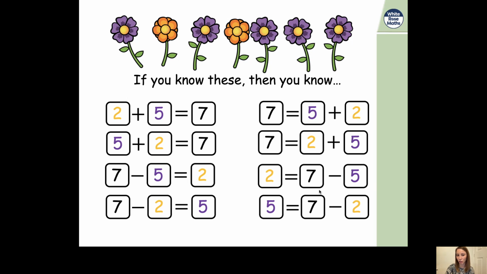So we've still got 2 equals 7 take away 5. I couldn't do 2 equals 5 take away 7 because that wouldn't make sense. But I know that 7 take away 5 equals 2. I've just moved it to the beginning. So if you know those ones that we started off with, then you'll also know the other ones where we moved the equals to the start.